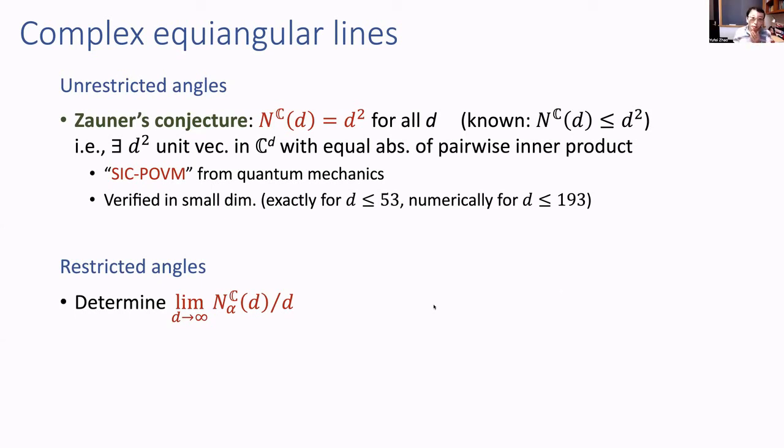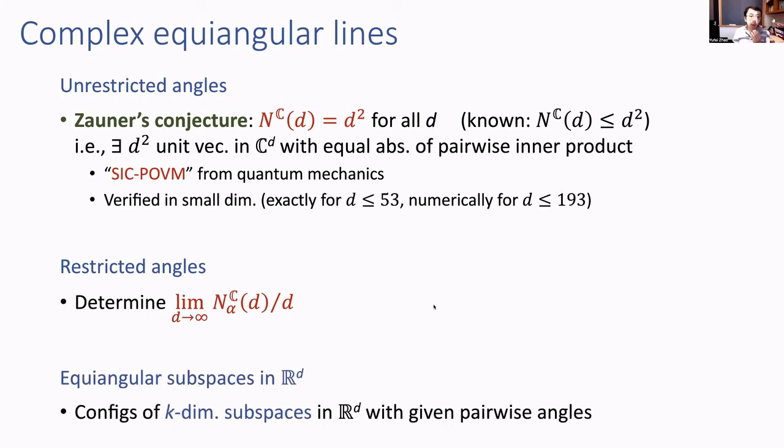So this seems to be a difficult problem because it has to go beyond the traditional spectral graph theory approach in the previous slide. More generally, you can view complex equiangular lines as real two-dimensional subspaces, but with a complex structure. If you forget that complex structure, you can just ask about configurations of k-dimensional subspaces in R^d with given pairwise angles. Even here, I'm stating the problem very vaguely because what does it mean to take the angle between two subspaces? There are lots of interesting notions and lots of interesting problems here.